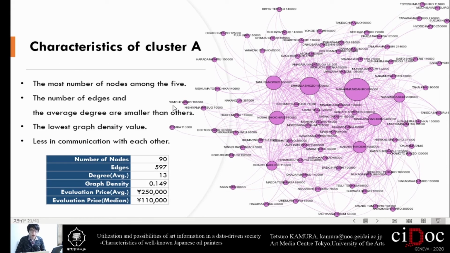Characteristics of Cluster A. Cluster A has 19 nodes and 597 edges. It has the largest number of nodes among the 5. The number of edges and the average degree are smaller than the others. The graph density value is the lowest, as you can see from the table. Its value is 0.149. Therefore, the artists in this cluster communicate less with each other.